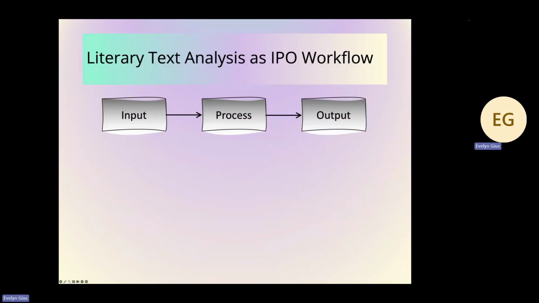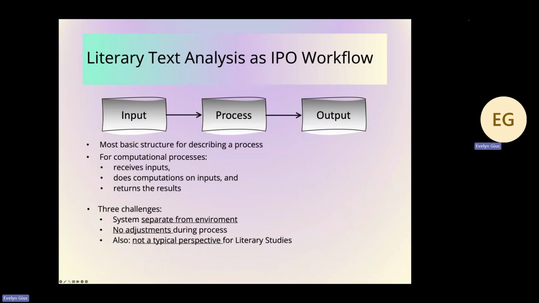Okay, so literary text analysis as an input process output workflow. What's that? I think I don't have to explain here what input process output workflows are, but nevertheless, I will go quickly through that. It can be seen also generally in theory about science as a most basic structure for describing a process by dividing it into those 3 parts. And in a computational process's case, something receives an input, does some computations on it, and returns the results. It's that easy for now, at least.